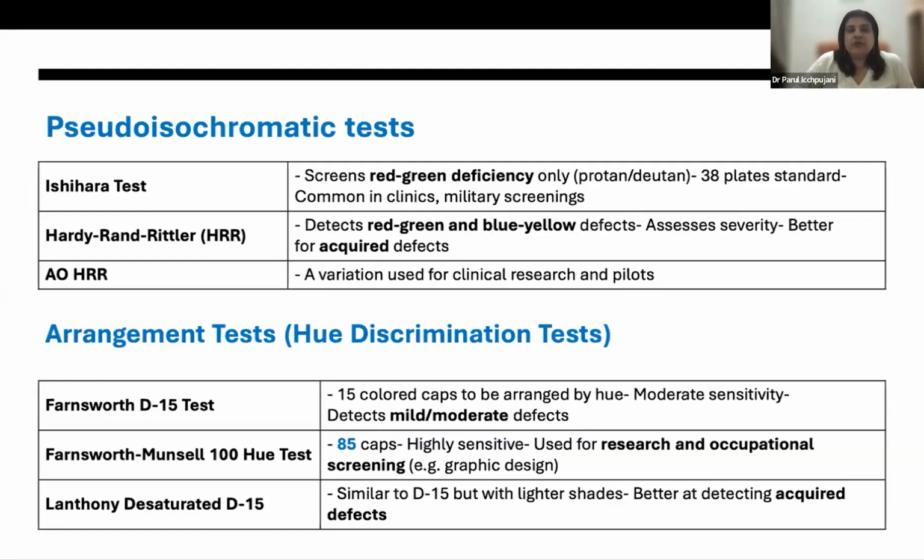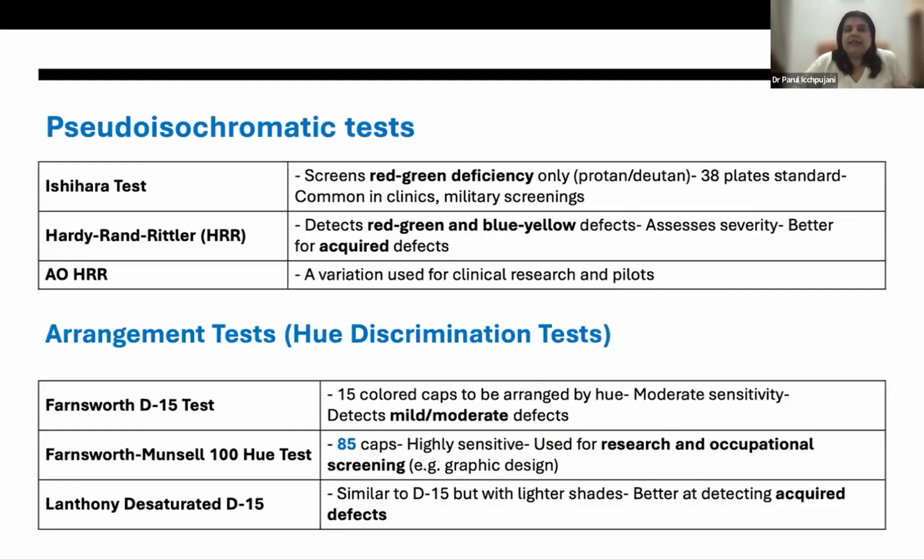Then it's important for you to remember two more books, that is the Hardy-Rand-Rittler or American Optical Hardy-Rand-Rittler. These have the additional advantage of being able to detect blue and yellow defects. Now remember, blue and yellow defects are usually acquired defects. So Ishihara's, unfortunately, is not able to check blue and yellow. So if you have to look for blue and yellow, you need either Hardy-Rand-Rittler or American Optical Hardy-Rand-Rittler.